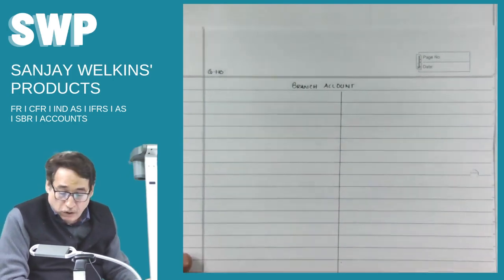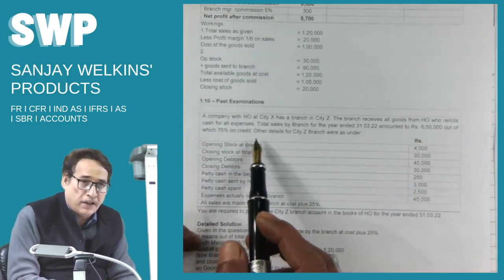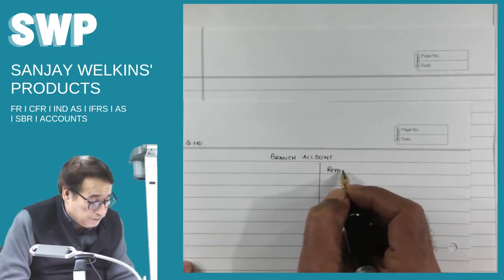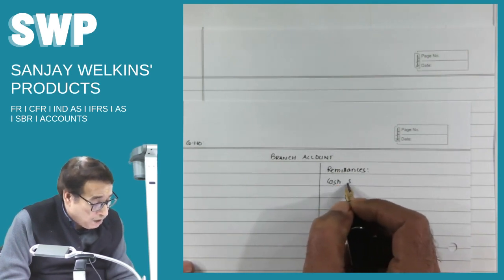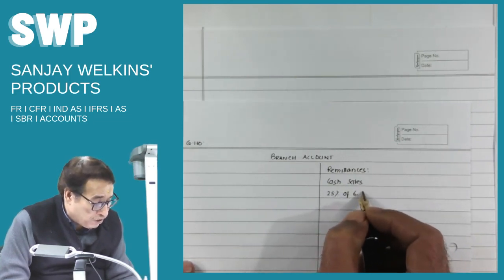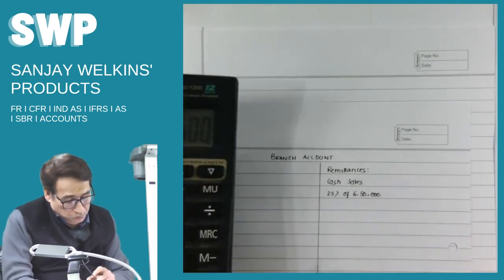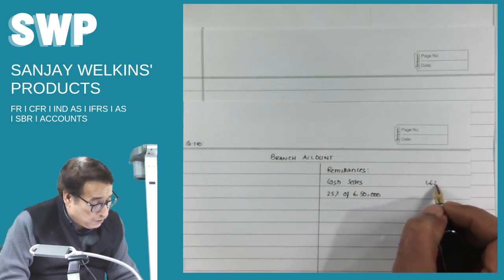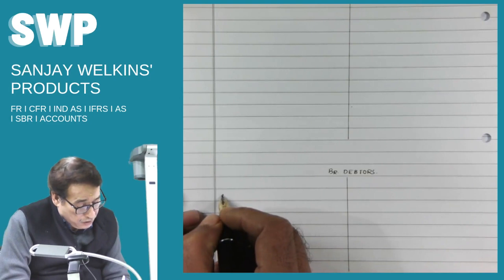Now the first point given to us is total sales, which is written in the prefacing lines, 6,50,000, out of which 75% is on credit. So here, towards the credit side of the branch account, first of all we shall write 'by remittances', and under the remittances I'm going to write cash sales. Cash sales is 25%, because 75% is credit sales. So 25% of 6,50,000 will be 1,62,500. So cash sales is 1,62,500.